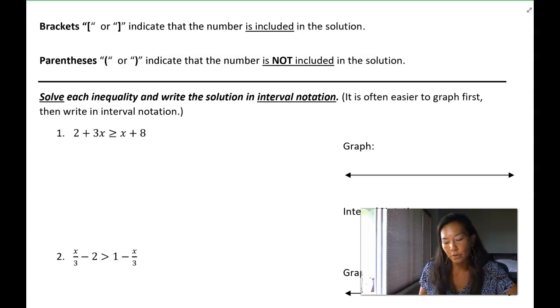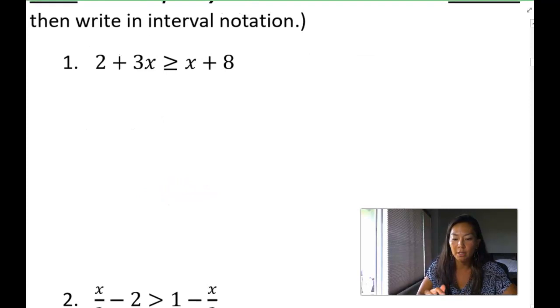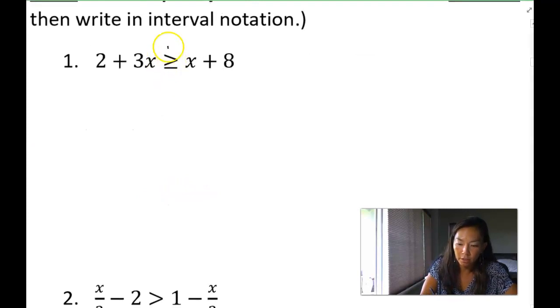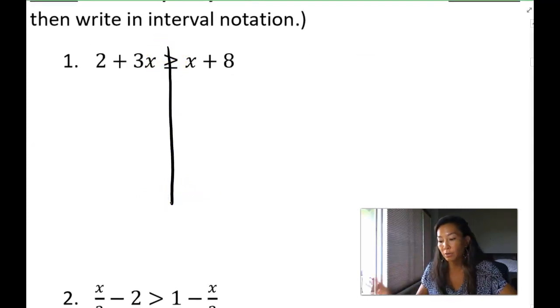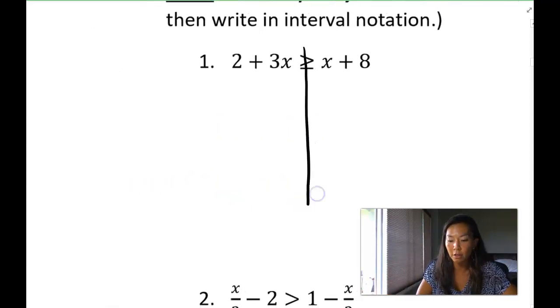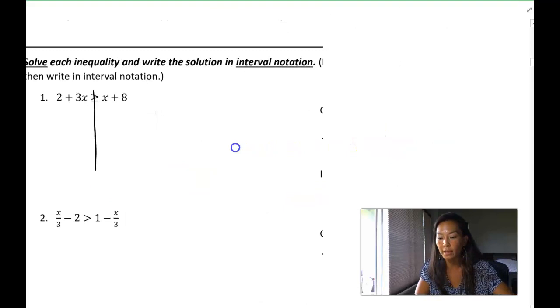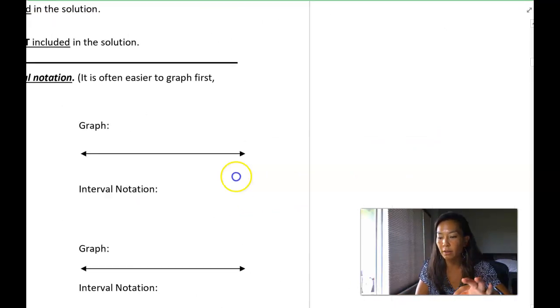So looking at number 1, you're going to treat this inequality just like you would treat an equal sign. This inequality is just like the middle. So whatever you do to one side, you've got to do to the other. Now, before I get going on this, let's talk about when my inequality symbol flips.